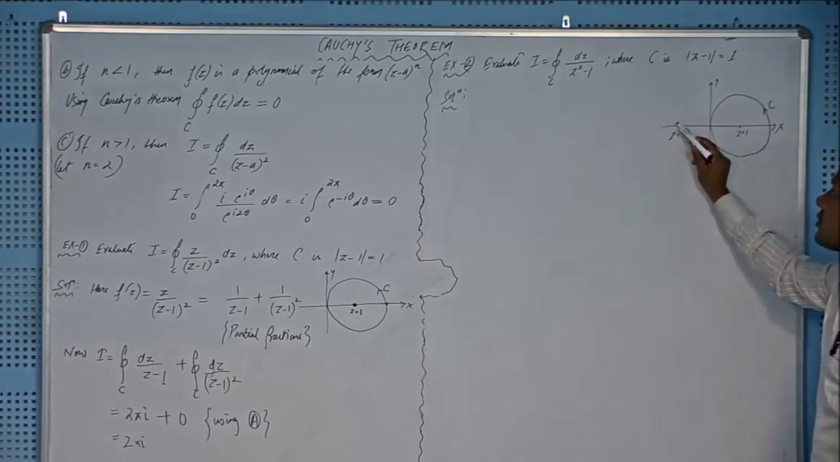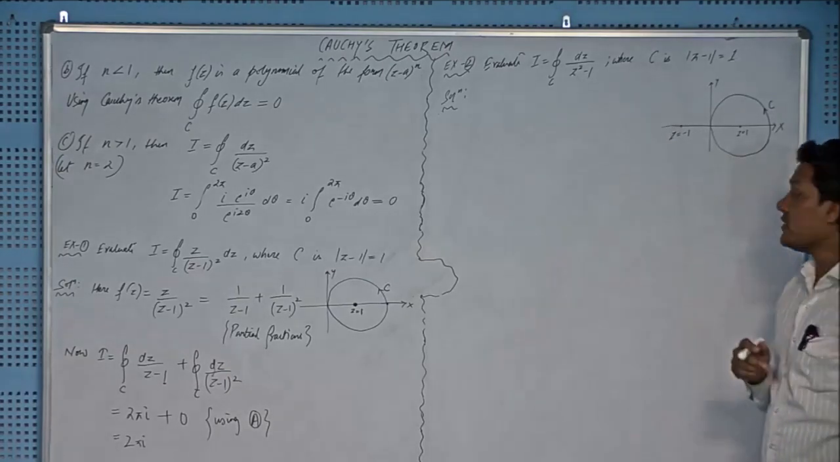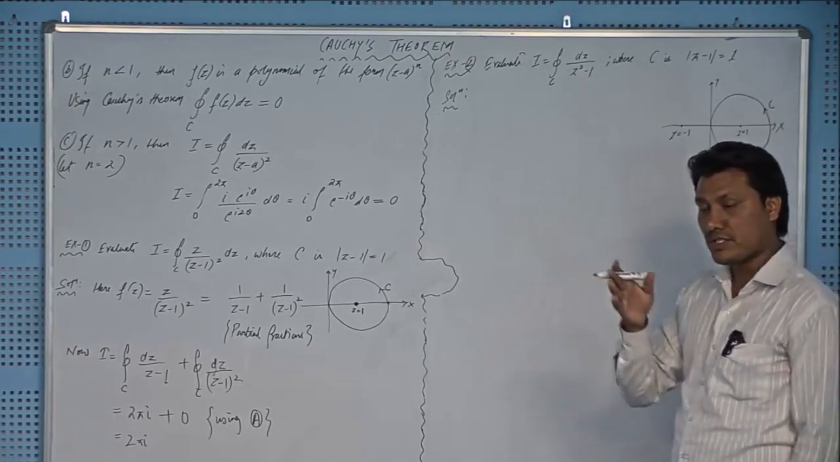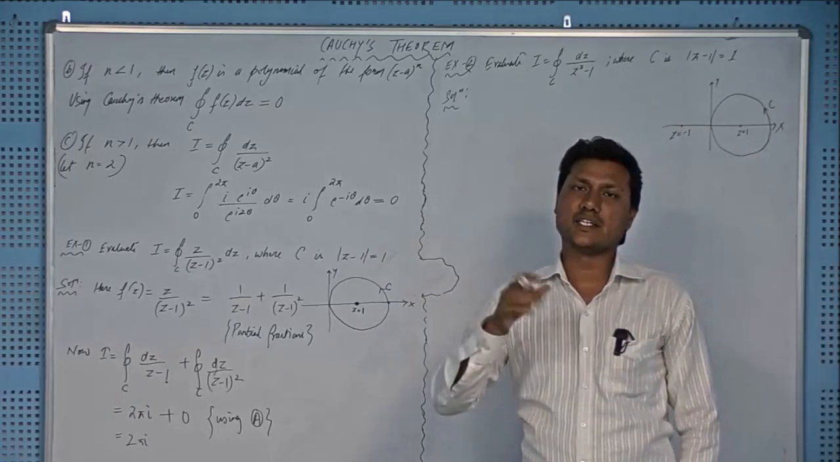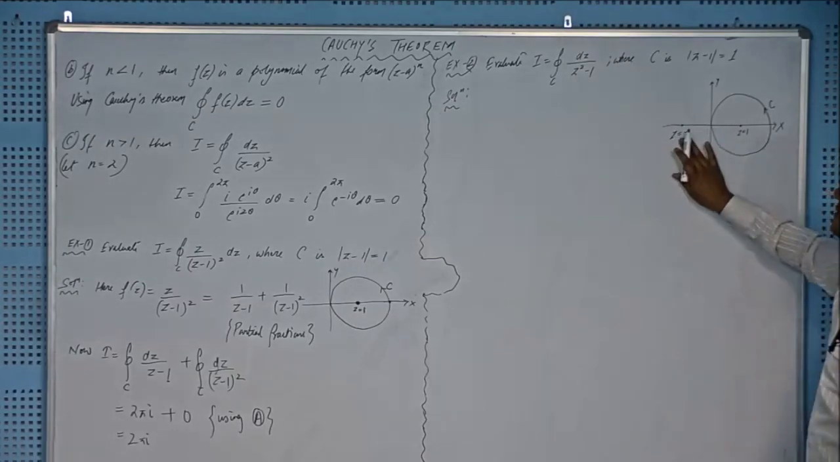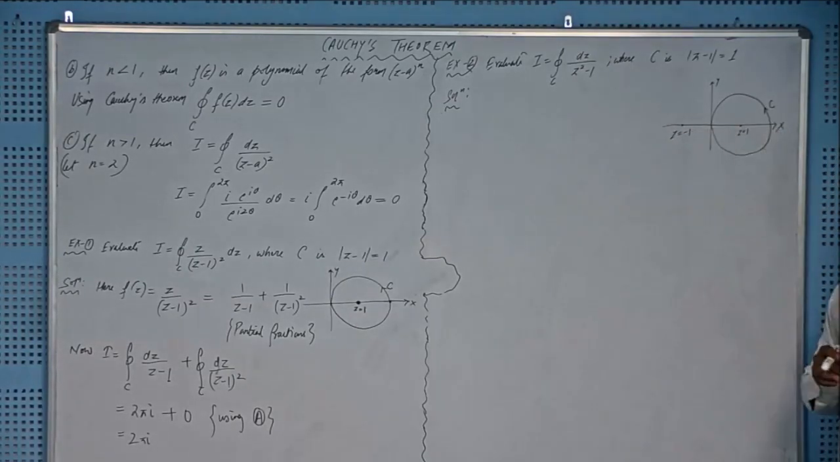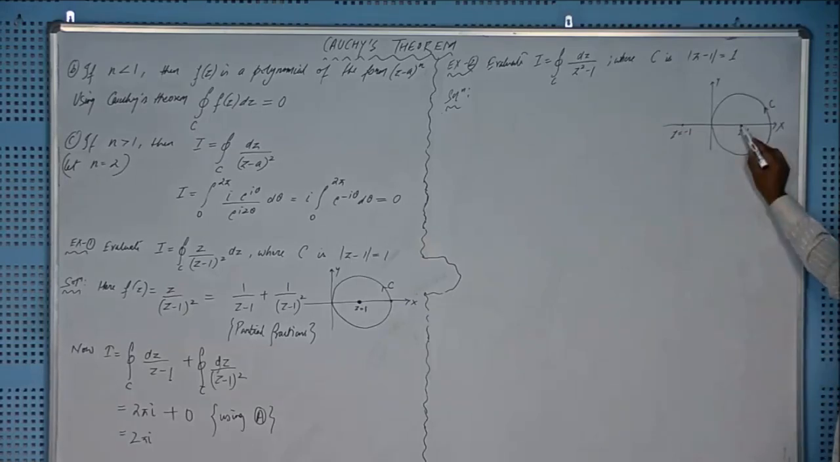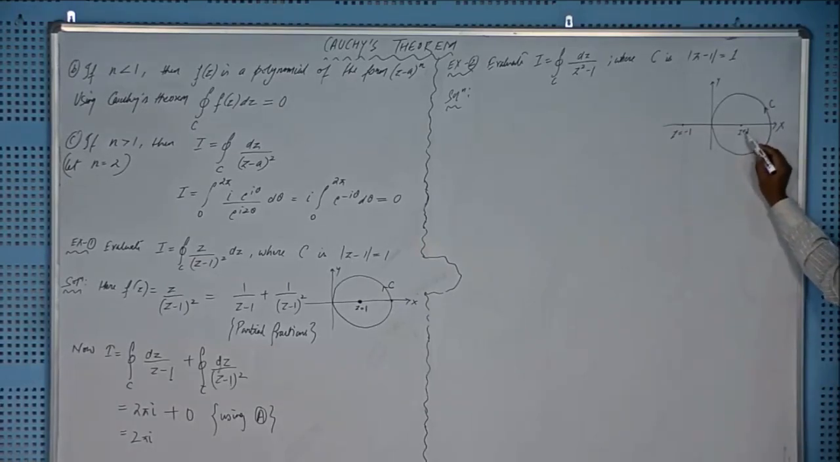But no, we cannot draw C2, because if you remember, the hypothesis of the theorem is that all C1, C2, C3, C4 and so on must lie inside C. So there is no point making a circle here, because this point lies outside our curve C. So the only point of interest will be this one, z equal to 1.